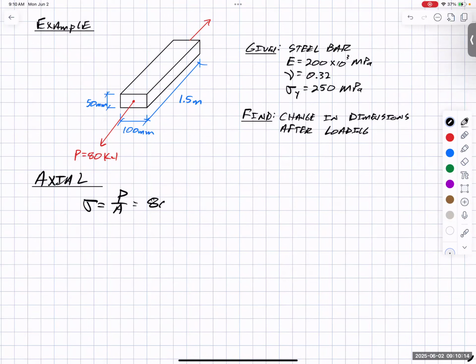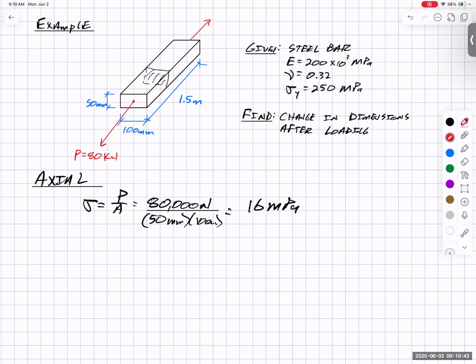And we always want to be working in metric. We want everything in newtons and millimeters. So we have 80,000 newtons, which is our 80 kilonewtons. And then our cross-sectional area. What cross-sectional area means is, if I were to cut it, what does that look like? What's that cross-section? So we have 50 by 100, so 50 millimeters by 100 millimeters. Mathematically, if I put that in, I ended up with 16 megapascals.